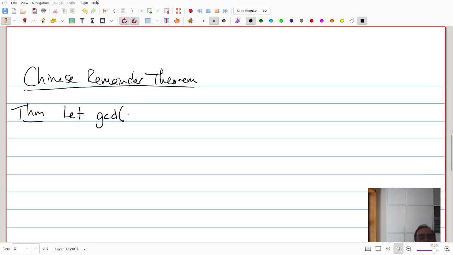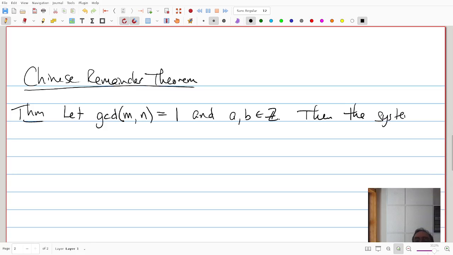So let the GCD of, well, here I'm going to say m and n, or we could say r and c, but m and n don't share any common factors. That is, their GCD is 1. And I have some a and b which are integers. Then the system of equivalences: x is equivalent modulo m to a, and x is also equivalent modulo n to b.